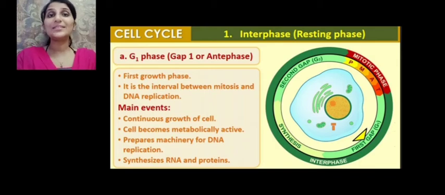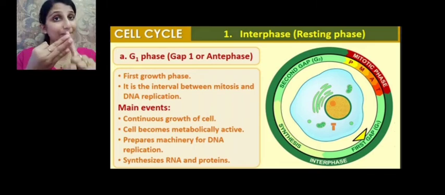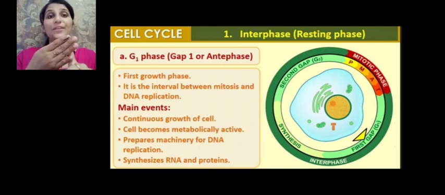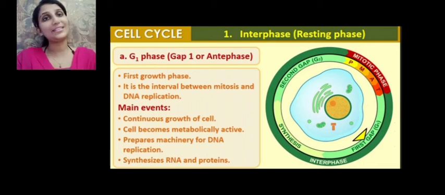So what are the events? The growth of the cell takes place. Then the cell becomes metabolically active, and it synthesizes the machinery for DNA replication, and all the RNA and proteins needed for further cell cycle are synthesized during the first gap phase.